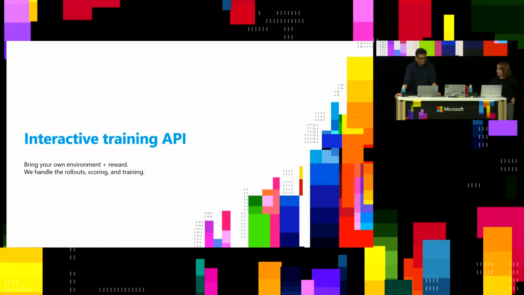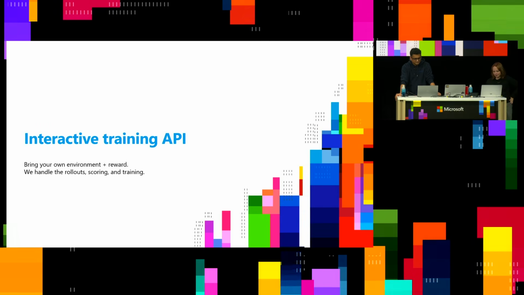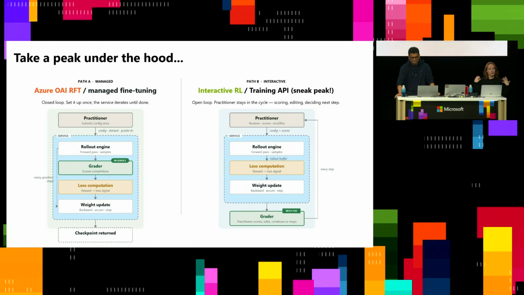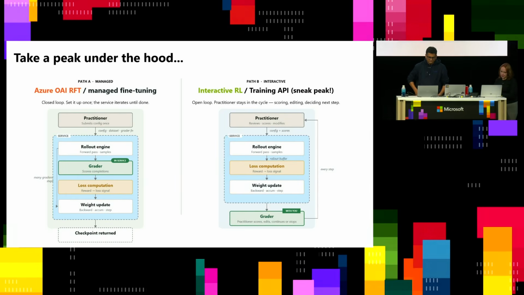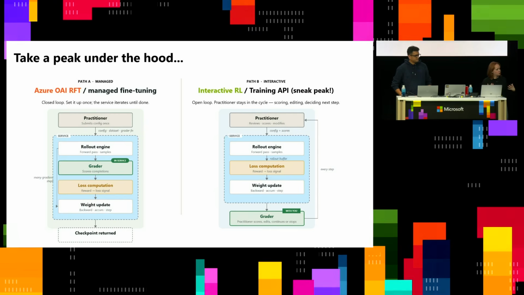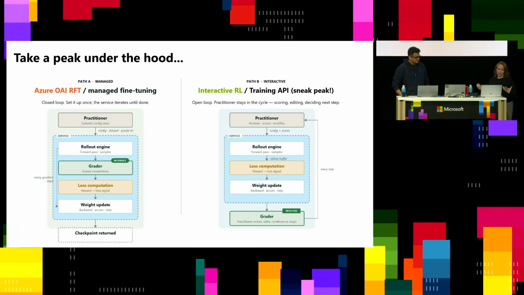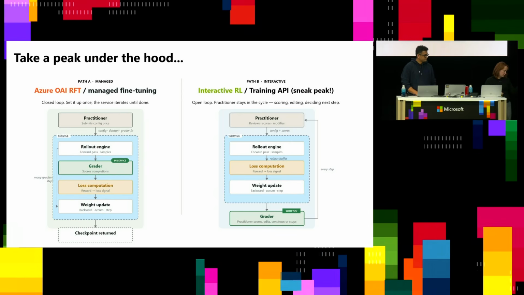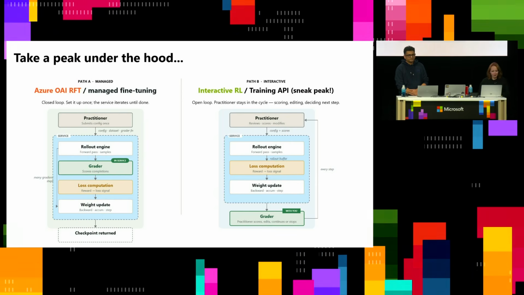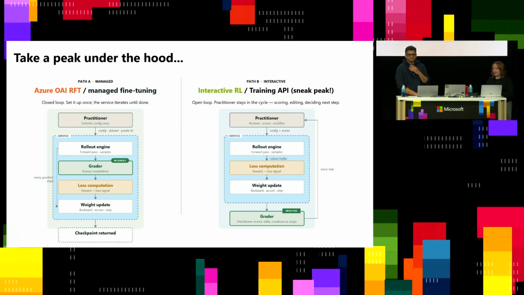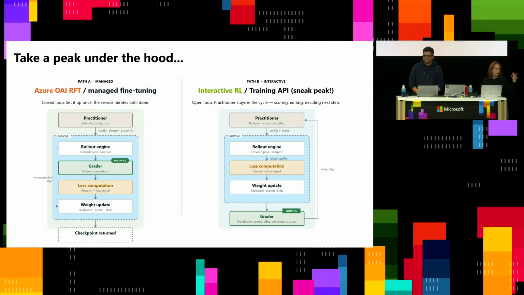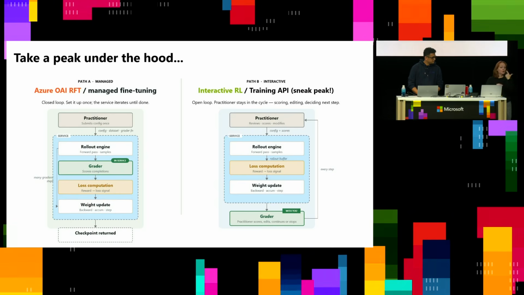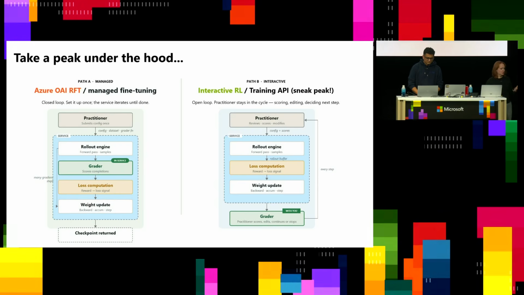We're going to give you a sneak peek of our new interactive training API. Before we show you what it is, it's helpful to compare and contrast how the two different services work. So everything we've shown you so far is really managed fine-tuning. You are the user, you pick your model, you pick your technique, SFT, RFT, you provide your data, and you submit it to the service. And the service does the rollouts, grades the responses, does the loss computation, updates the weights, and iterates as a closed loop before it returns a checkpoint.